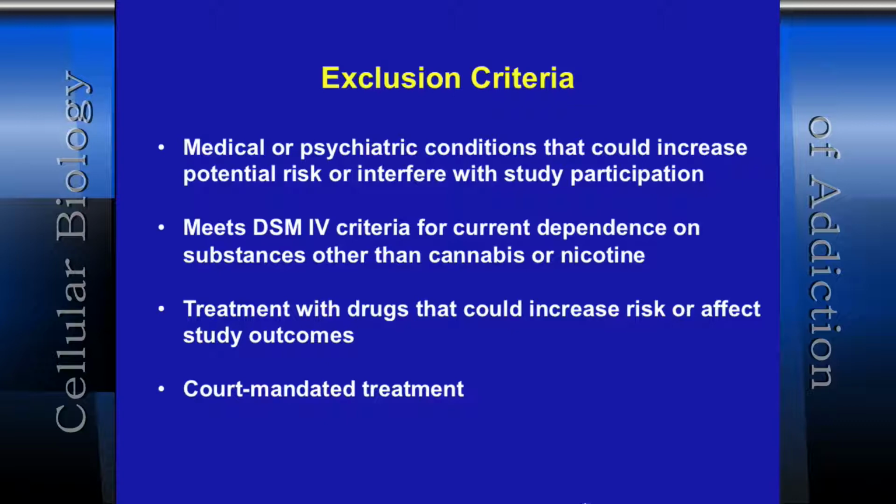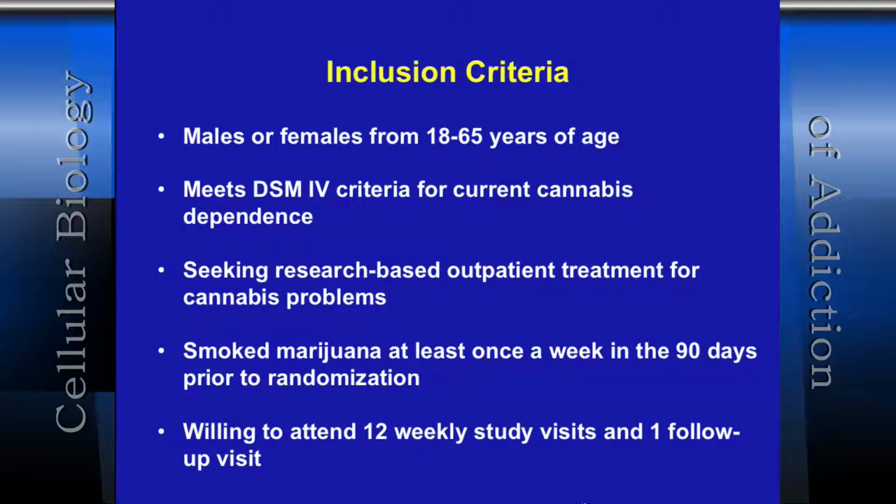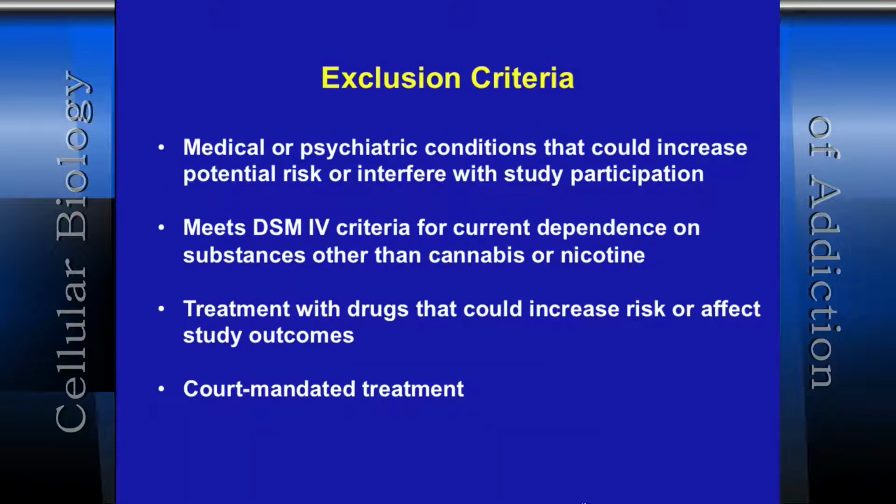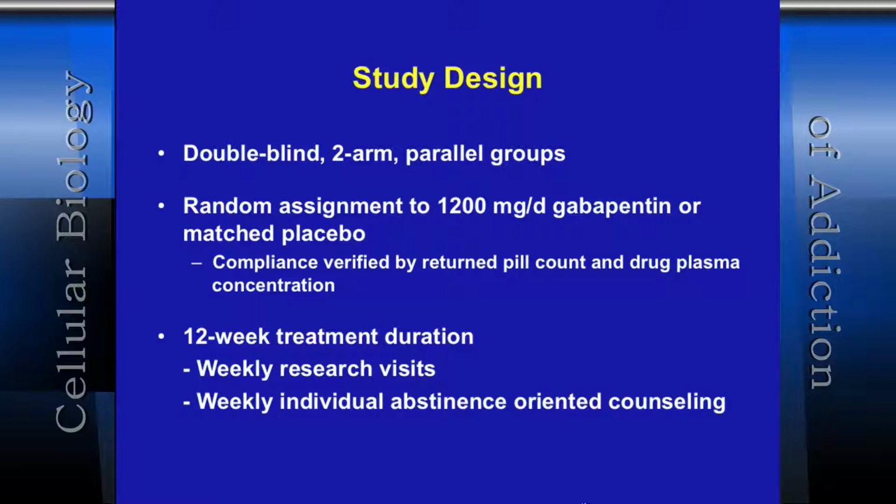So we had double-blind randomization to 2 arms, either 1,200 milligrams a day of gabapentin or matched placebo. Compliance was verified by return pill count and drug plasma concentration. It was a 12-week study, and they also got weekly individual counseling.